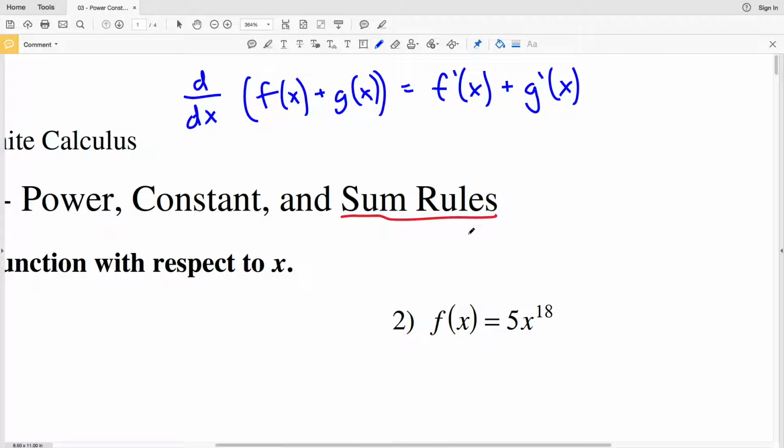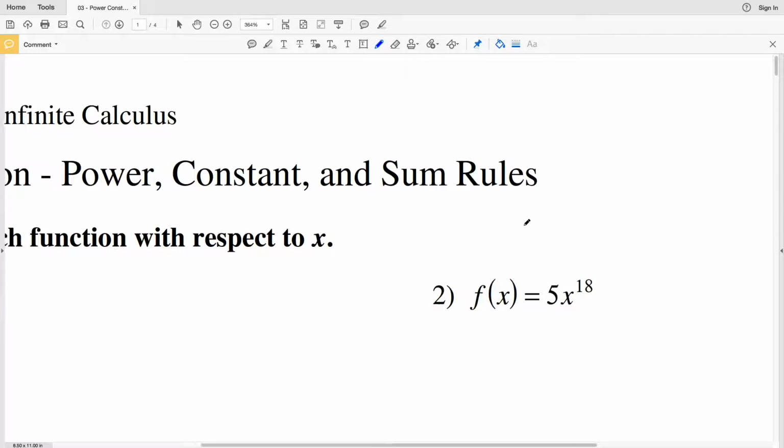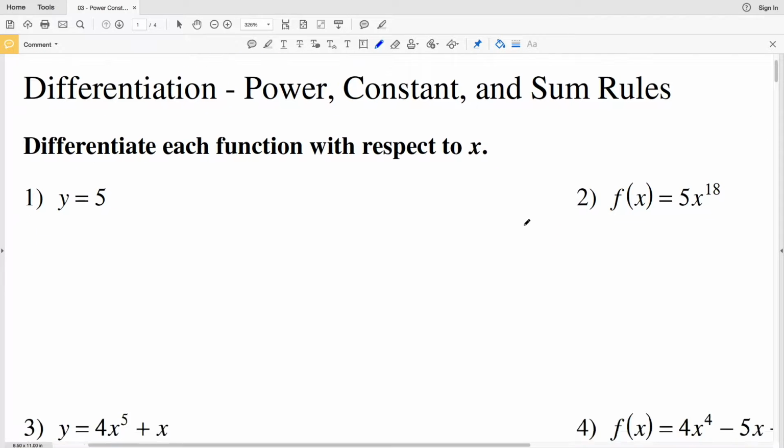And because of this sum rule, it leads directly into another rule, the difference rule, which I'll go over as well. So think about this. f plus negative g is equivalent to f minus g. Therefore, the derivative with respect to x of f of x minus g of x is going to be equal to the derivative of f of x minus the derivative of g of x. So now that we've gone over those, let's jump into our worksheet.